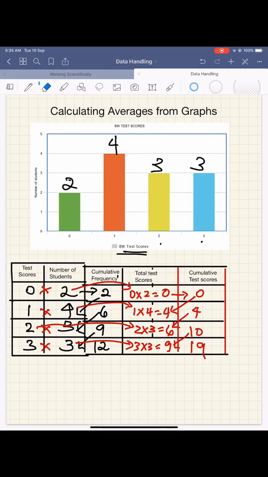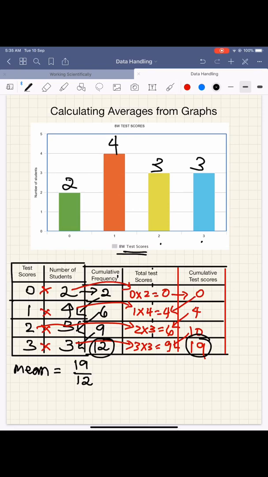Okay, so we closed the table, made it neater. So we can now calculate for the mean. Okay, so what is the formula for mean? Mean would be equal to the cumulative test scores divided by the cumulative frequency. Okay, cumulative test scores divided by the cumulative frequency.